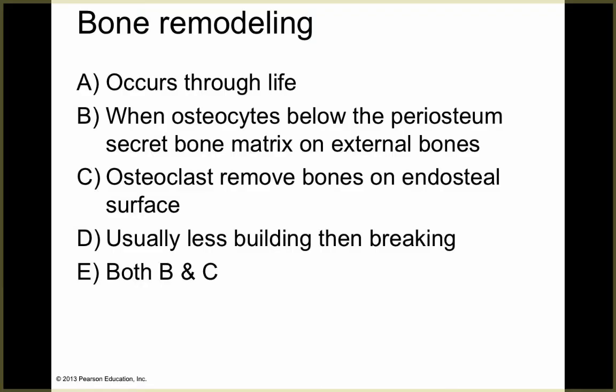So bone remodeling does occur throughout life, right? It does occur when the osteocytes below the periosteum... does it? No, it doesn't. What's wrong here is this part of this statement, right? What should it be? Good. It should be osteoblasts below the periosteum secrete bone matrix on the external bone.